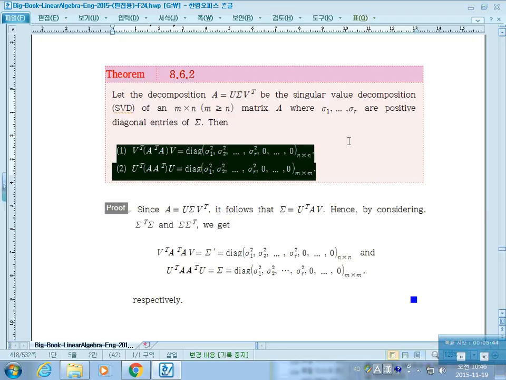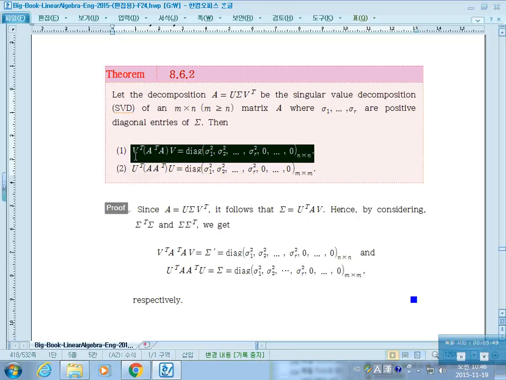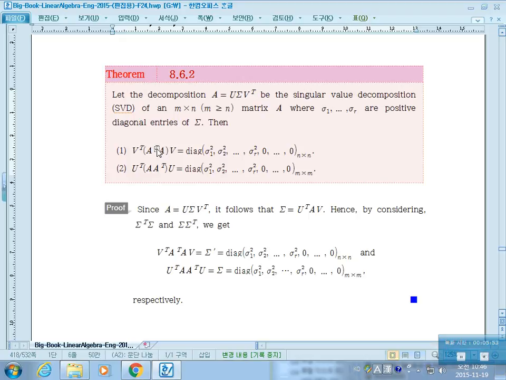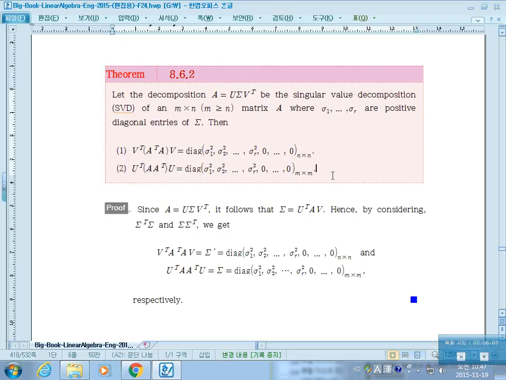So this is so nice, isn't it? A transpose A is what? Orthogonally diagonalizable. Because A transpose A is a symmetric square matrix, an n by n square matrix, which is symmetric. So it is diagonalizable, and the diagonal matrix is like this, because the eigenvalues of A A transpose are this, and the eigenvalues of A transpose A are like this.